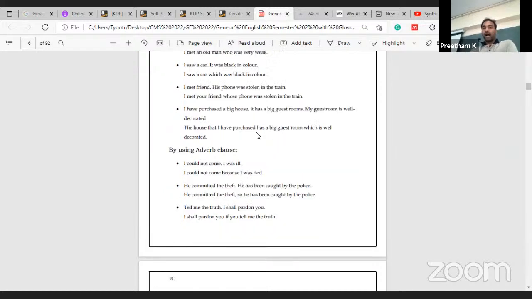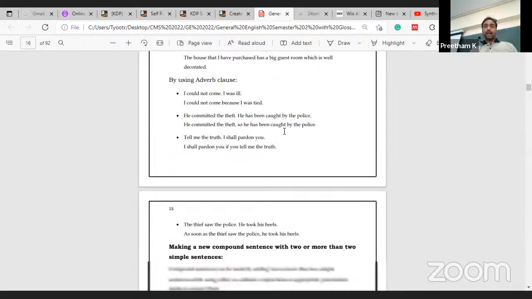I have purchased a big house. It has a big guest room. My guest room is well decorated. You see, all these clauses are describing the noun. The house that I purchased has a big guest room which is well decorated. The house is actually the noun, and the other parts of the sentence are explaining or describing the noun.